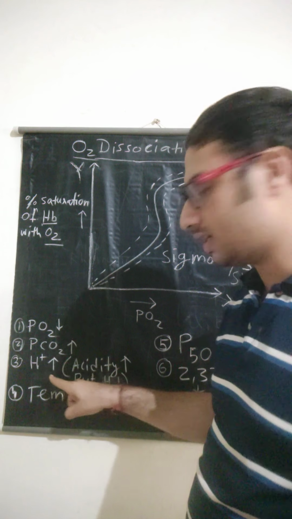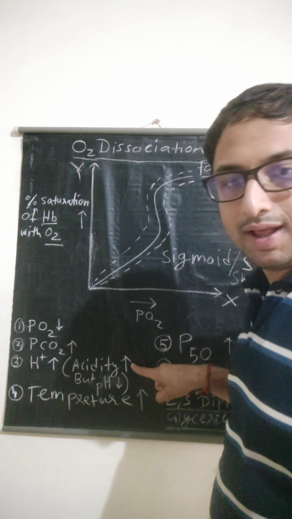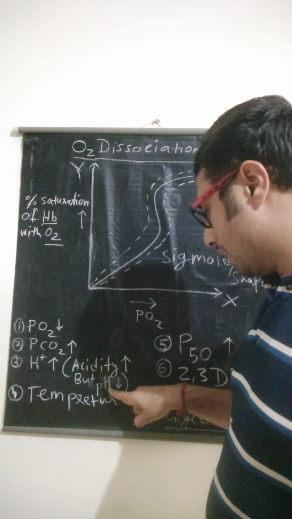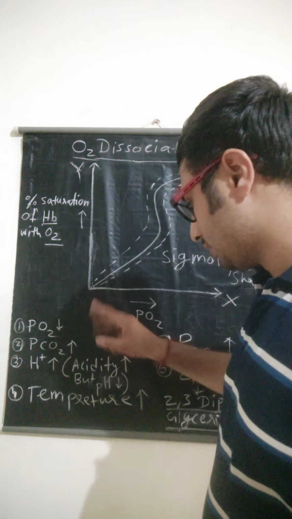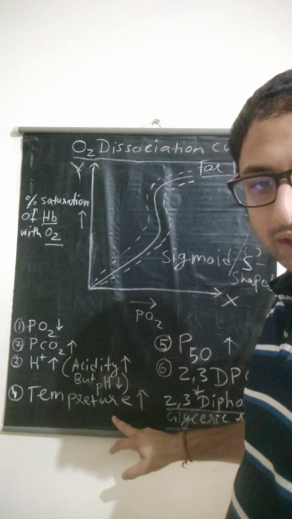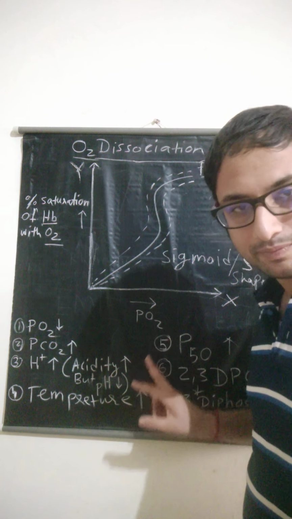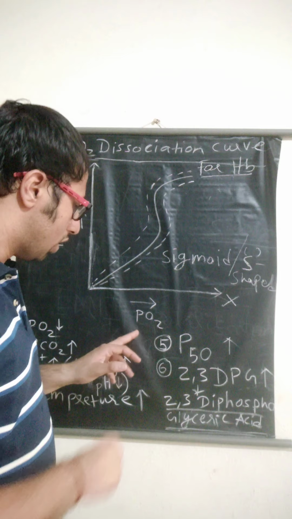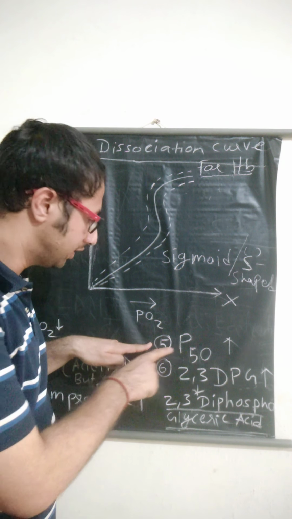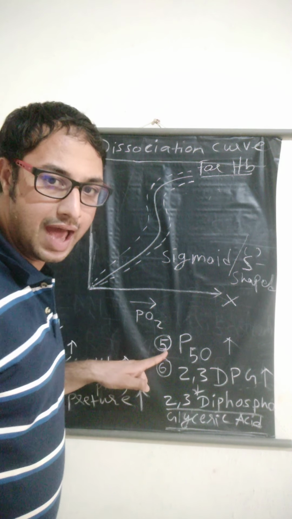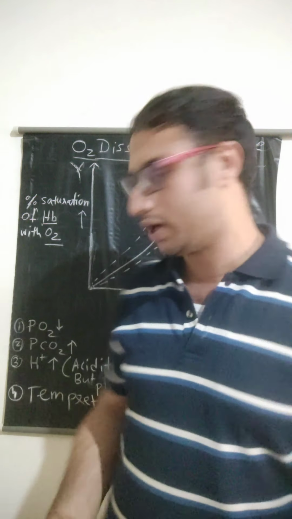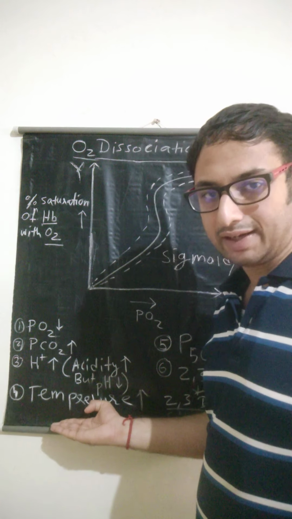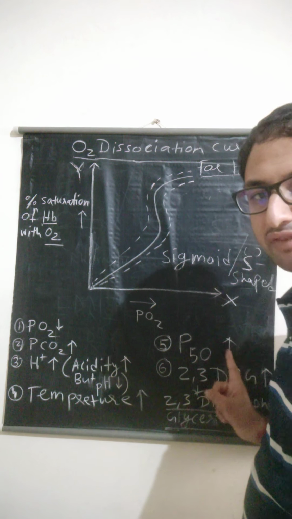If the H plus ion concentration is more, then the acidity will be more, but the pH will be less. Clear? The next condition: temperature should be high. The fifth one, here I have written, is that the P50 value should be high. I think maximum students know about all these factors, but what is this P50?